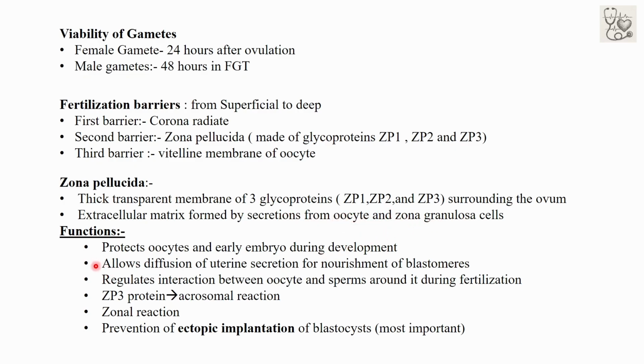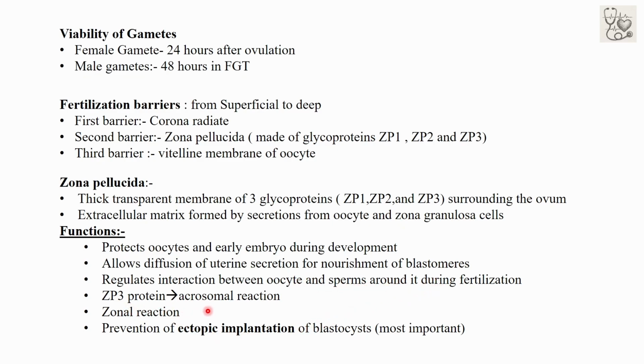So, what is the function of the zona pellucida? It protects the oocyte and early embryo during development. Similarly, it allows diffusion of the uterine secretion for nourishment of the blastomere, and it regulates the interaction between the oocyte and the sperm around it during fertilization.